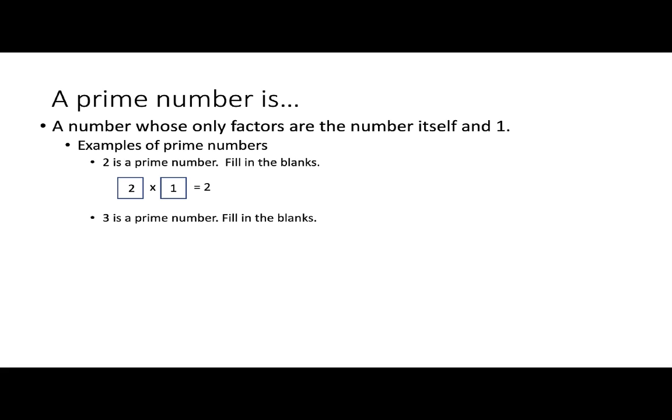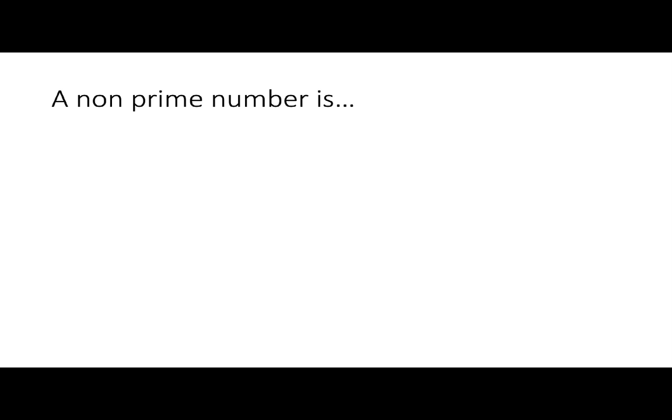How about number 3? 3 is a prime number. Let's fill in the blanks again. What multiplication facts can you come up with that will multiply to 3? Well, if you think about it, it'll be 3 and 1. Once again, the only factors of 3 are 3 and 1, and so therefore 3 is a prime number. So these are examples of numbers that are prime numbers, where the factors of the number are only the number itself and 1. Now let's look at some numbers that are not prime numbers.